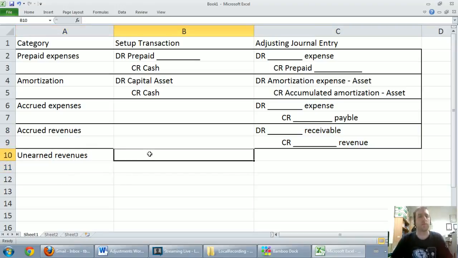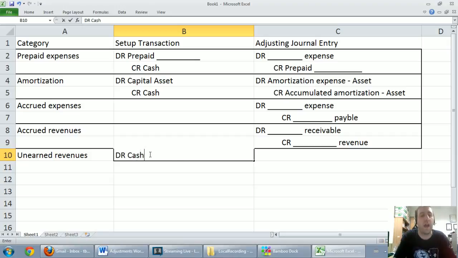Finally, unearned revenues. Remember, unearned revenues, like prepaid expenses, may be a bit of a misnomer because they are liabilities. And just remember that. An unearned revenue is a liability. Unearned revenues occur whenever you owe something, but it's not money. So somebody pays you in advance, you owe them, but you don't owe them money, you owe them a product or a service. So an unearned revenue type of transaction is going to look like this.